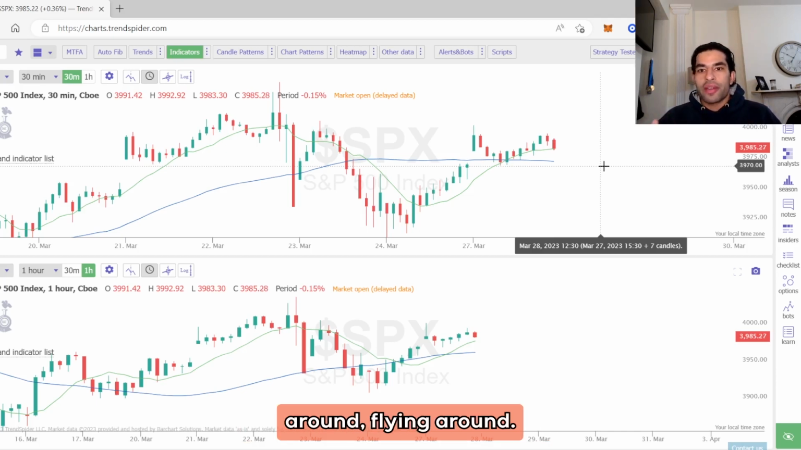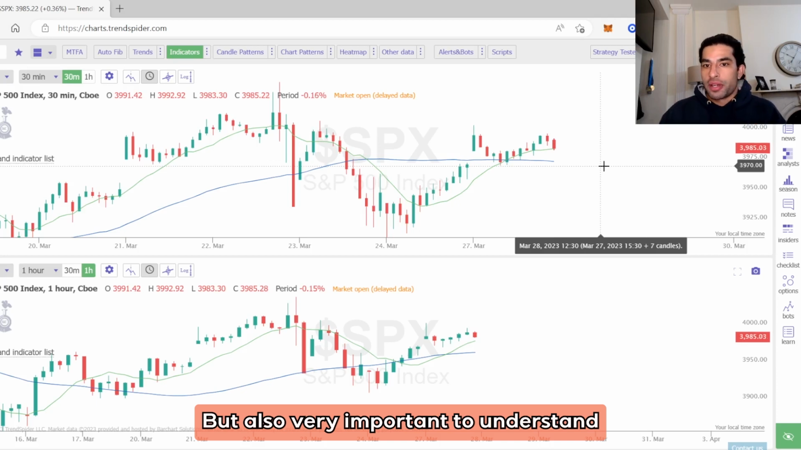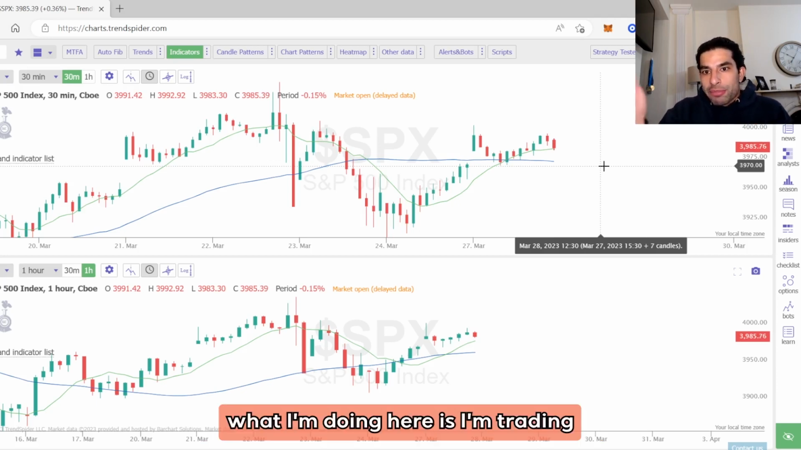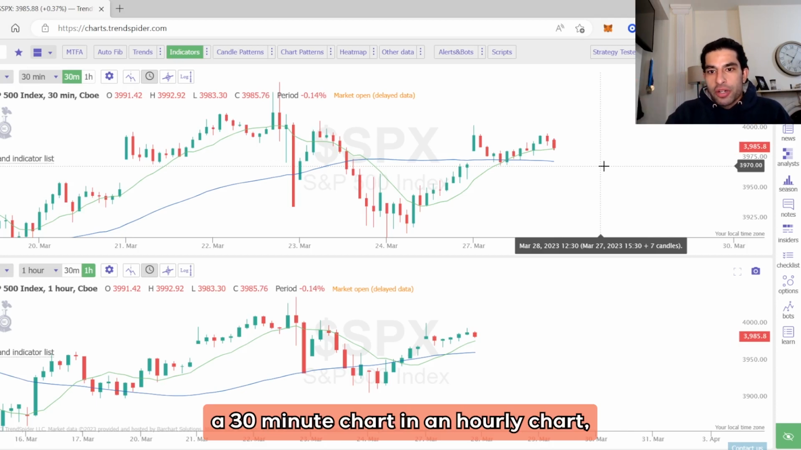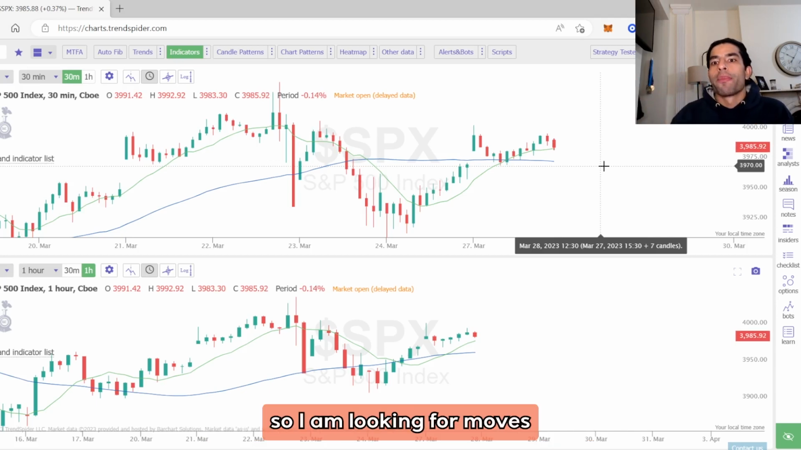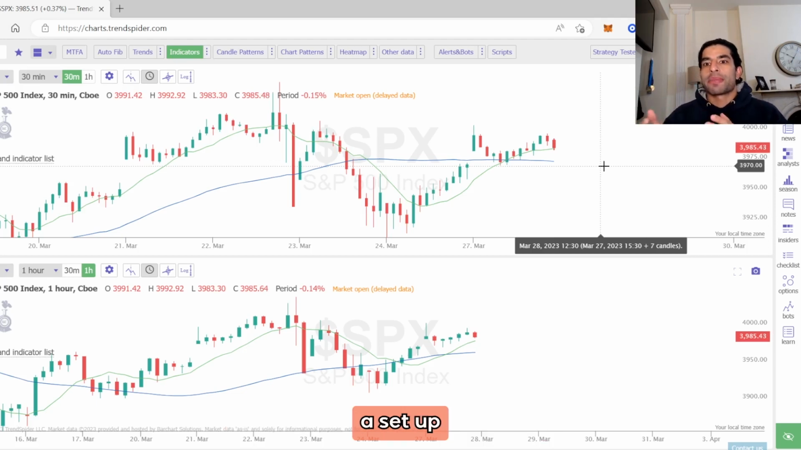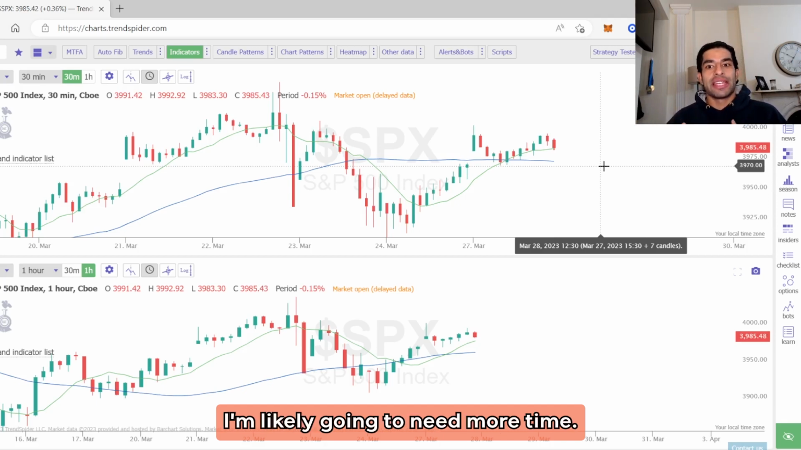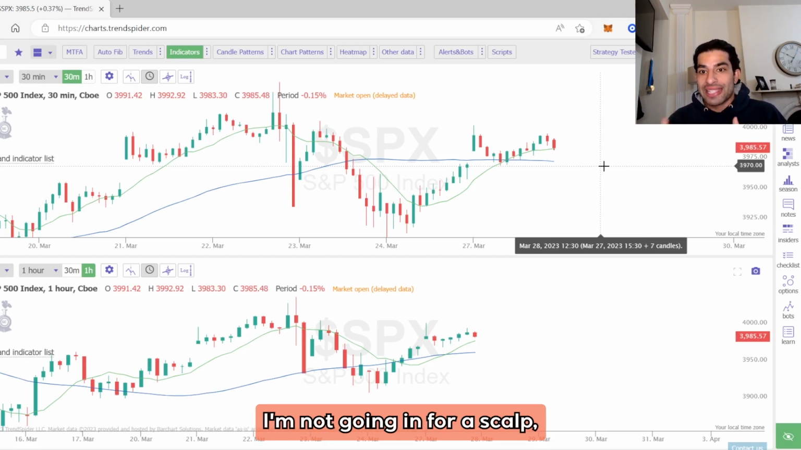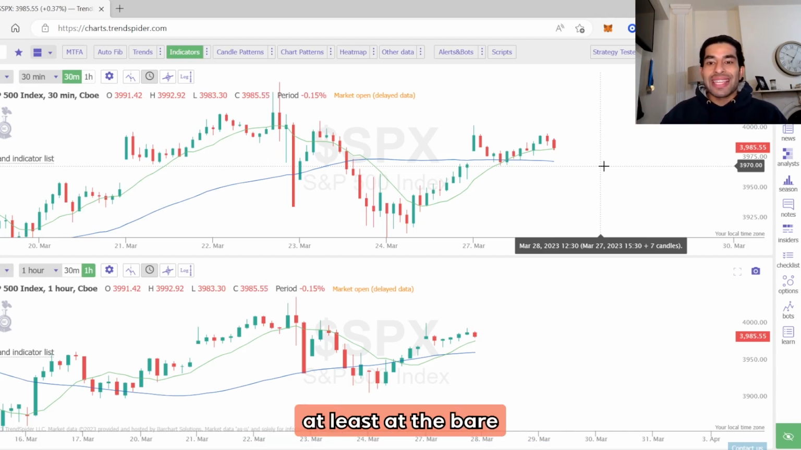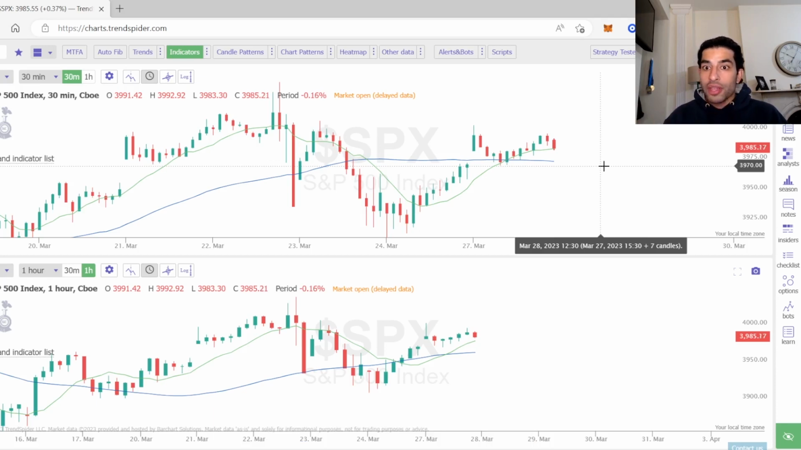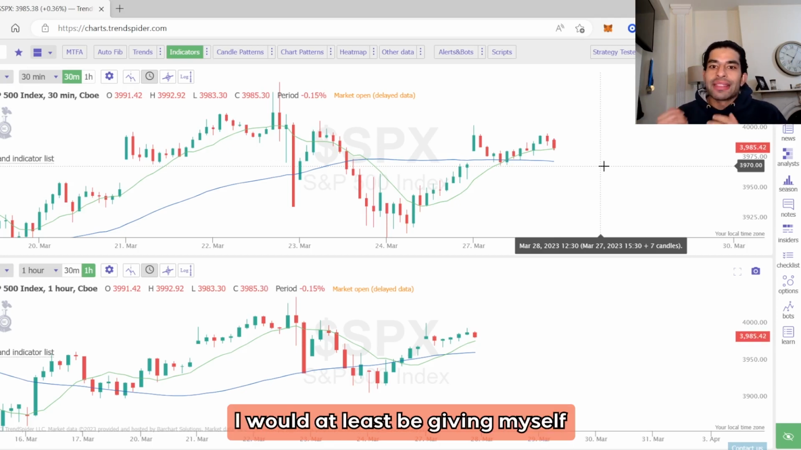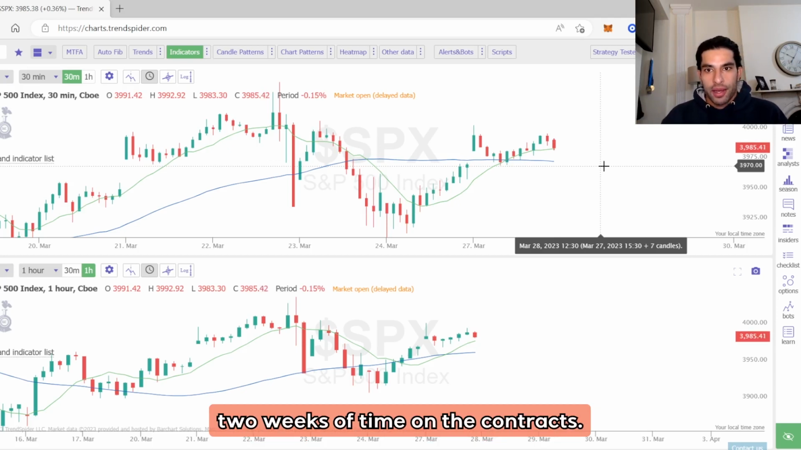Those contracts are moving around, flying around, but also very important to understand, what I'm doing here is trading a 30-minute chart and an hourly chart. So I am looking for moves on the higher time frame. To take advantage of a setup that I'm seeing on an hourly chart, I'm likely going to need more time. I'm not going in for a scalp. I'm going in for a larger, decently sized move. At the bare minimum, I'm looking for 15 points when I take a trade using the system. So for a day trade, I would at least be giving myself 2 weeks of time on the contracts.